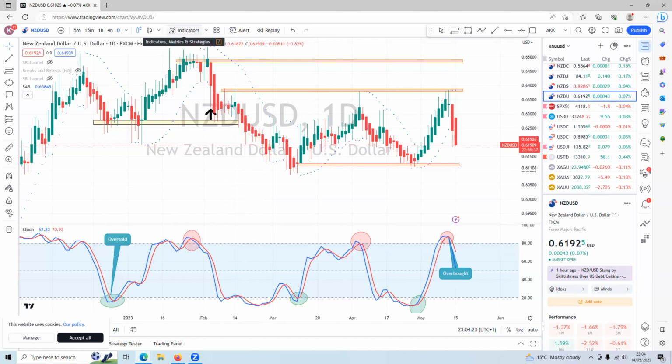So here we go. We are looking at our TradingView chart. We can see our candles here, which are our Fibonacci candles. And below here, we can see some lines, blue and red. This indicates our stochastic indicator.